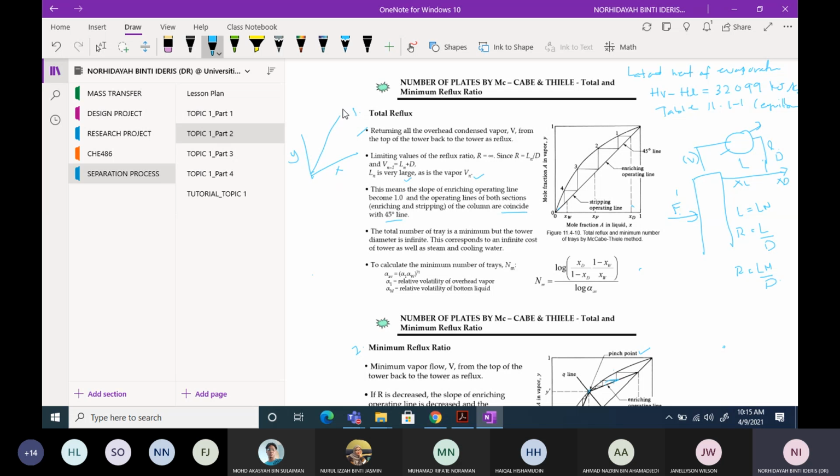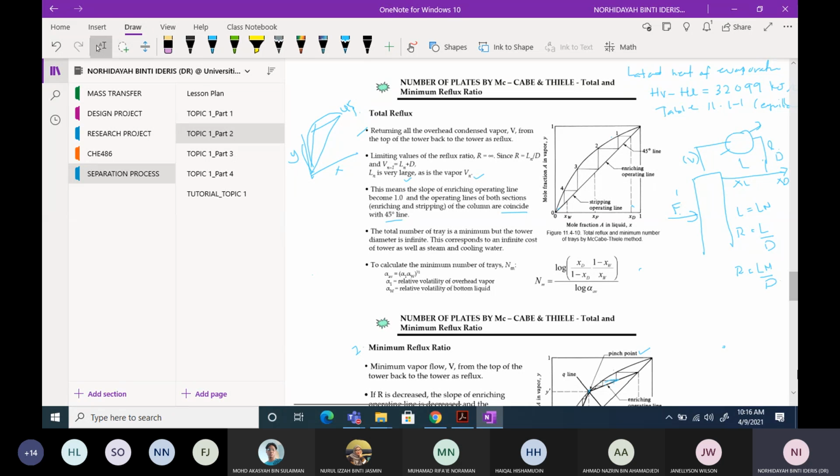If you still remember a typical look of this graph, y over x, you have a 45-degree line and you have a curve for the equilibrium. Usually your enriching line is somewhere here, for example, and your stripping line is somewhere here. But for this case, your stripping line and enriching line will overlap with the 45-degree line. So to calculate the number of stages, you simply need the 45-degree line and the equilibrium line, and you can see that the number of trays required is minimum.